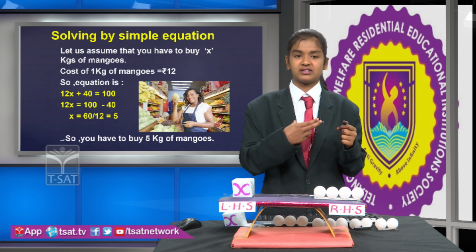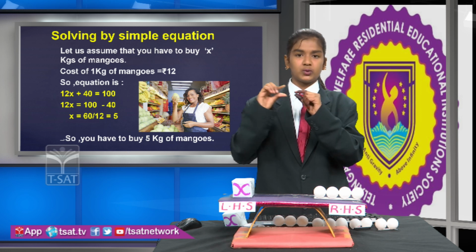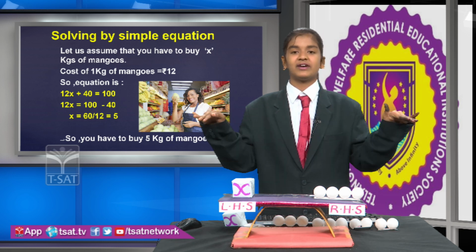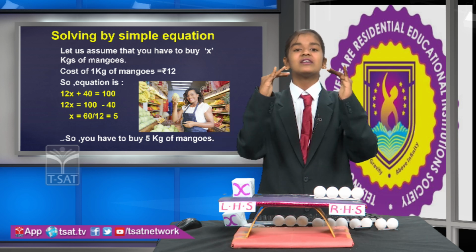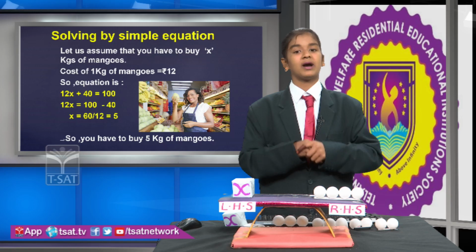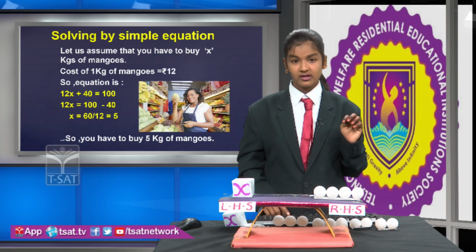So friends, plus 40 is transposed, that means 12x equals 100 minus 40, which equals 60. 12x equals 60. Then x equals, here 12 is multiplied by x. When it is transposed, it becomes divided by. So x equals 60 by 12, which equals 5. So friends, you have to buy 5 kgs of mangoes.